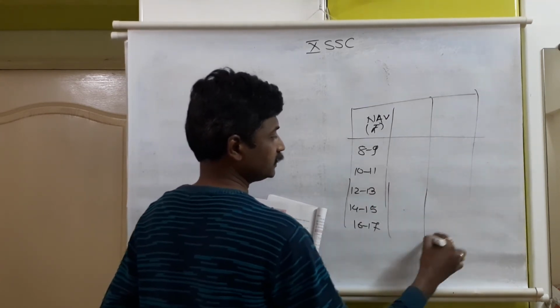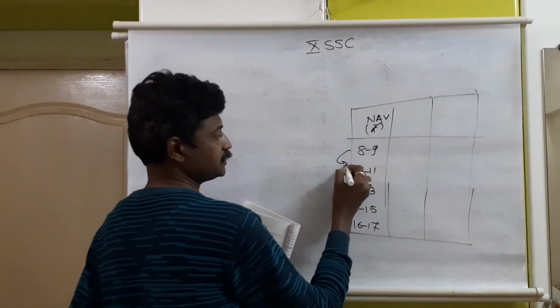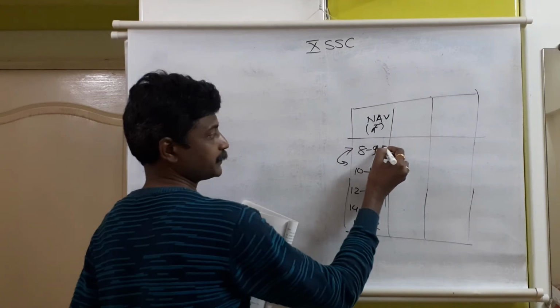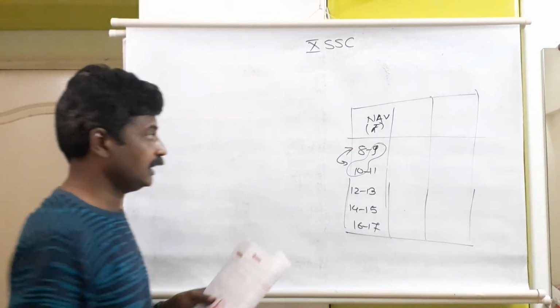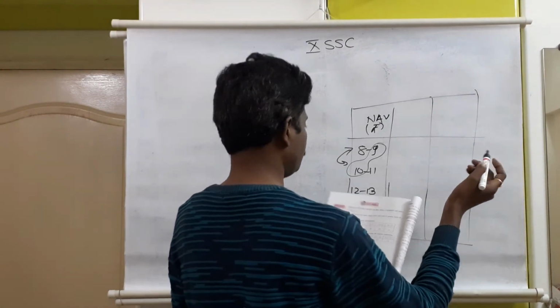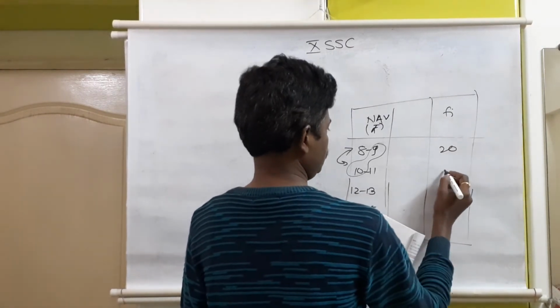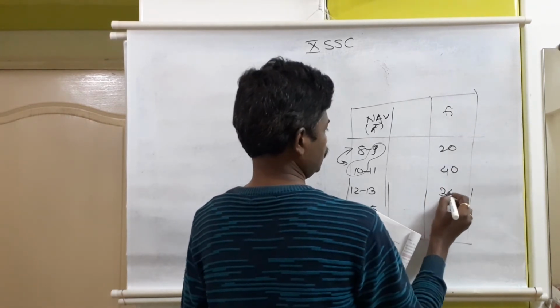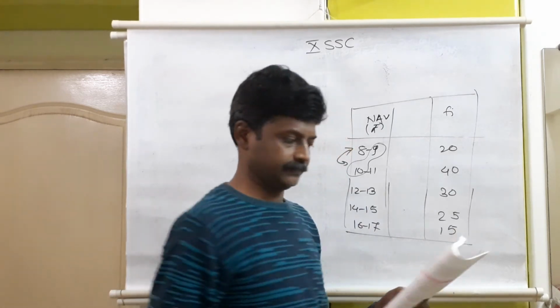Here you can observe the classes are not continuous. If you choose successive classes, there is a gap between the upper and lower limit, so classes should be made continuous. Then the number of mutual funds at the last year can be our frequency. It is given as 20, then 40, then 30, then 25, and the last is 15.